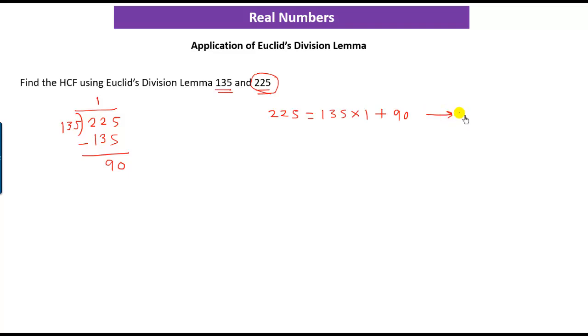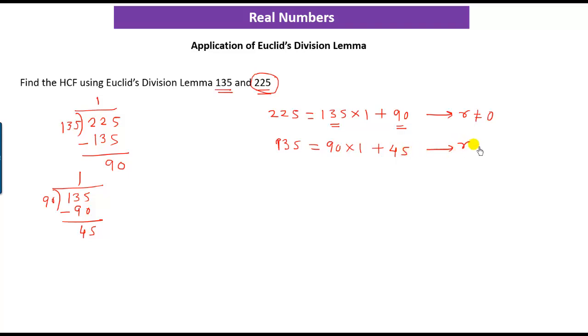Since the remainder is not equal to 0, we will solve it further, and we will take 135 and divide it by 90. So it will be 135 divided by 90. So it will be again 90 ones are 90, and so the remainder will be 45. So this will be written as 135 equal to 90 into 1 plus 45. Again the remainder is not equal to 0. We will divide 90 by 45.